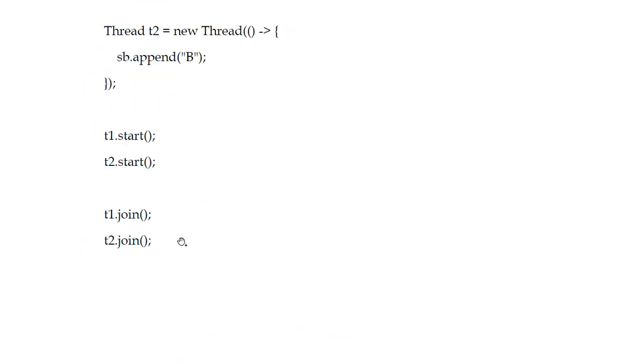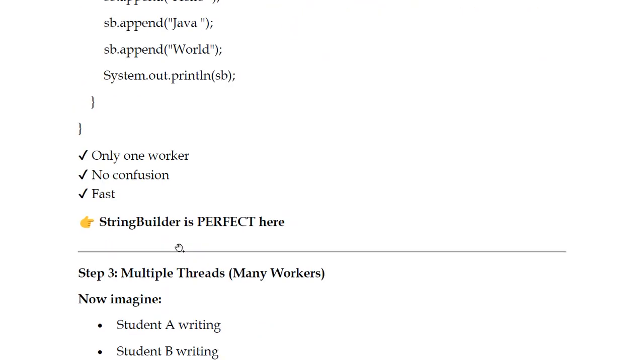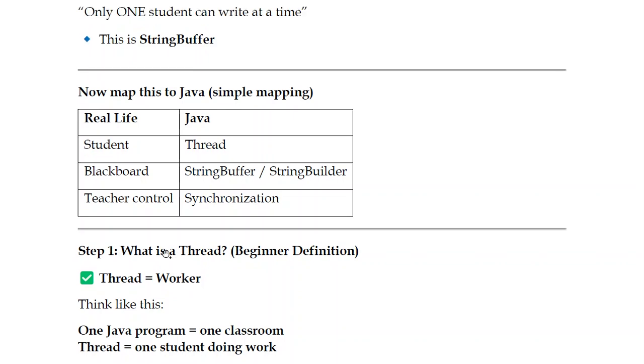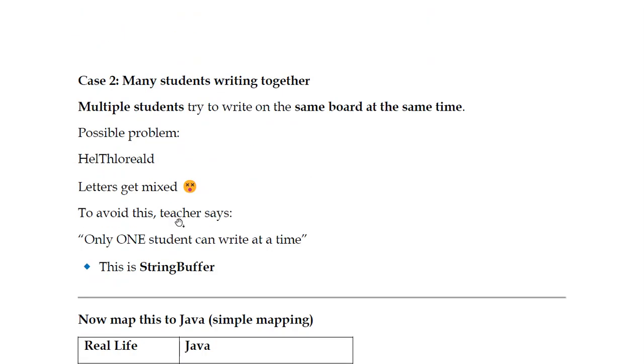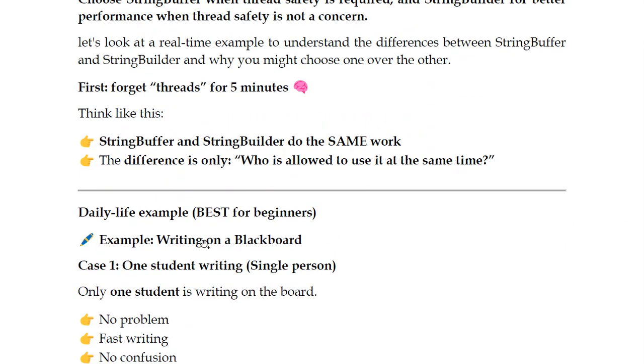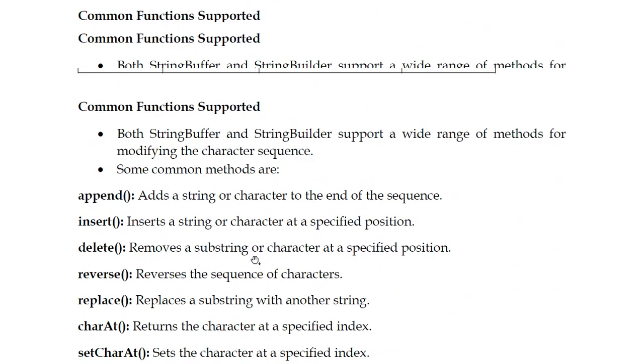Now we can summarize it with a table of what I told. First I explained the real-time example, and afterwards moved on to the thread concept. Hereafter I think you won't forget. Why string buffer is thread safe: it is synchronized. Why string builder is not safe: it is non-synchronized, but it is faster. This is the example we already discussed.